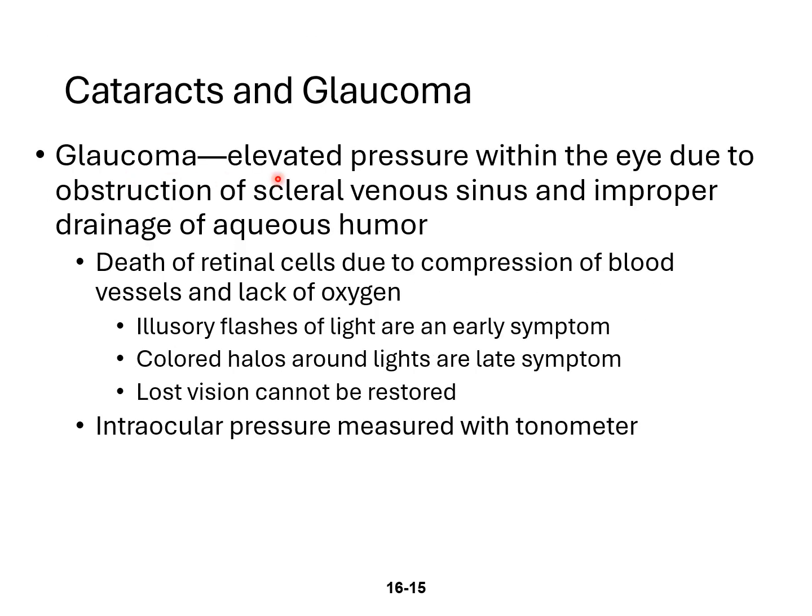Glaucoma is when the pressure is elevated in the eye due to obstruction of the scleral venous sinus and improper drainage of the aqueous humor. That aqueous humor passes through the pupil. It either gets blocked and the pressure builds up, or there's too much aqueous humor being pushed in. So it can be the drainage, or it can be some type of obstruction with the venous supply.